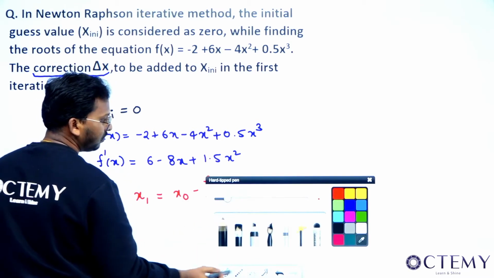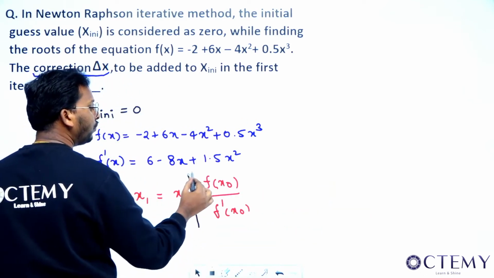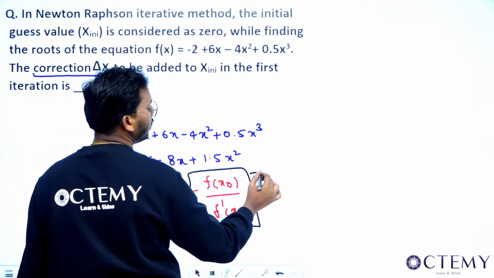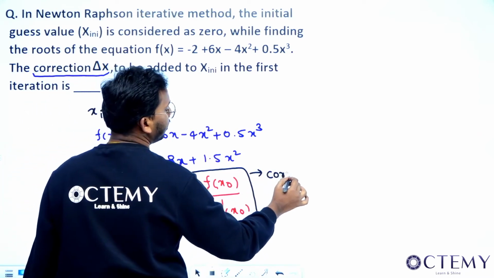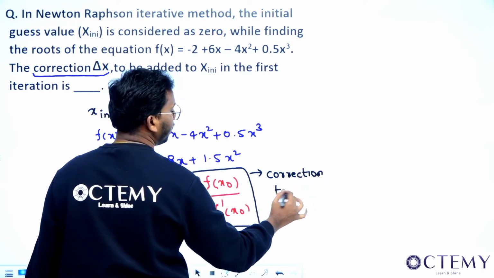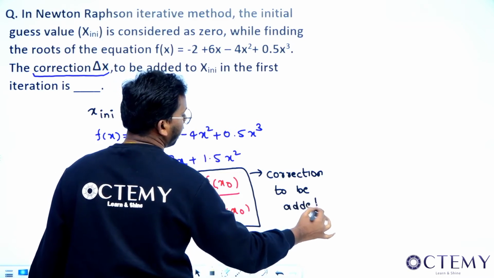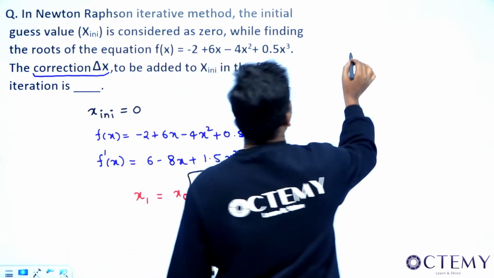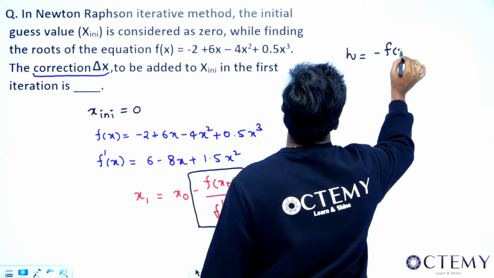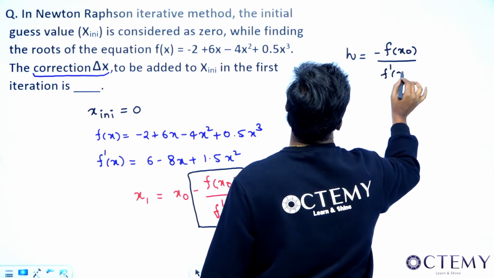Now what is this value, sir? This is why I have done the proof using Taylor series. So this is the correction to be added. Right? So what is the correction? Generally we show it as h, that is equal to minus f of x naught divided by f dash of x naught.